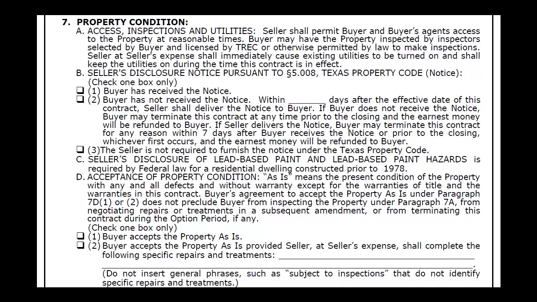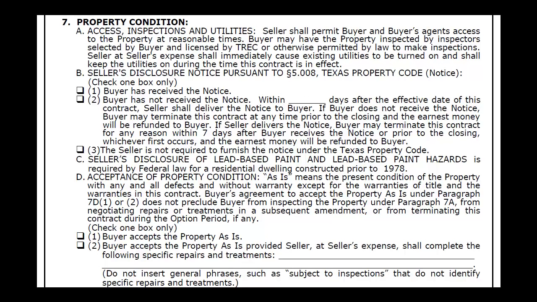Section D, acceptance of property condition. Easiest way to read this is to skip down here to your two choices and start by reading those. So first it says that the buyer either accepts the property as is, or the buyer accepts the property as is, provided the seller at the seller's expense completes the following repairs. And you're not supposed to insert general phrases such as subject to inspections and that sort of thing. It's supposed to be specific repairs.